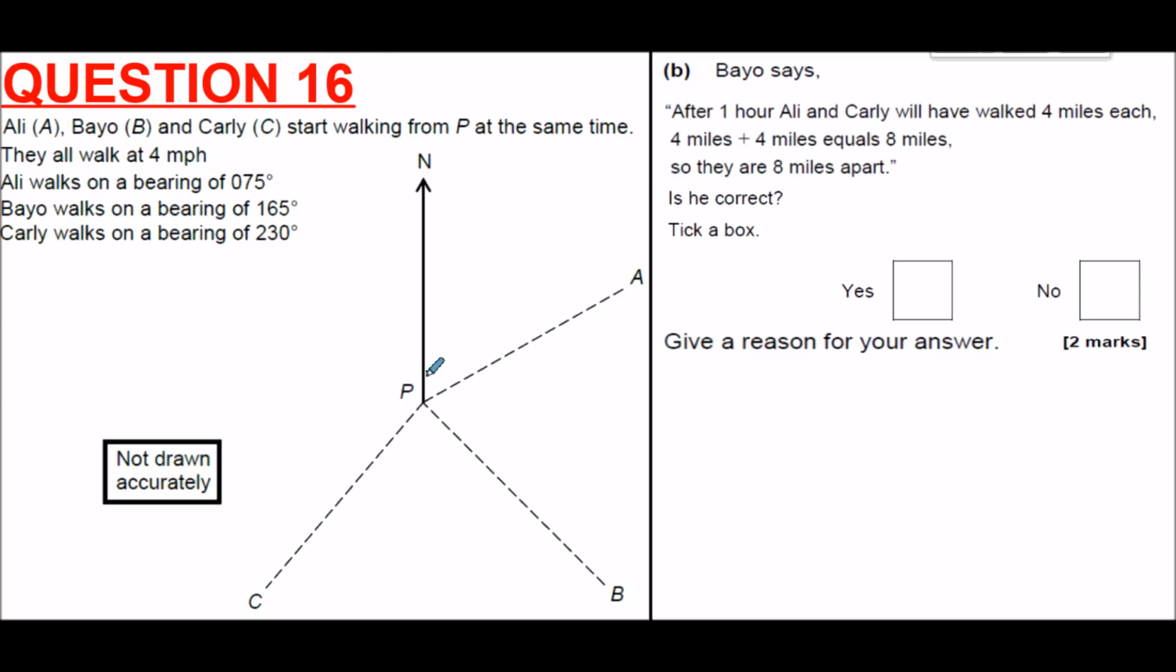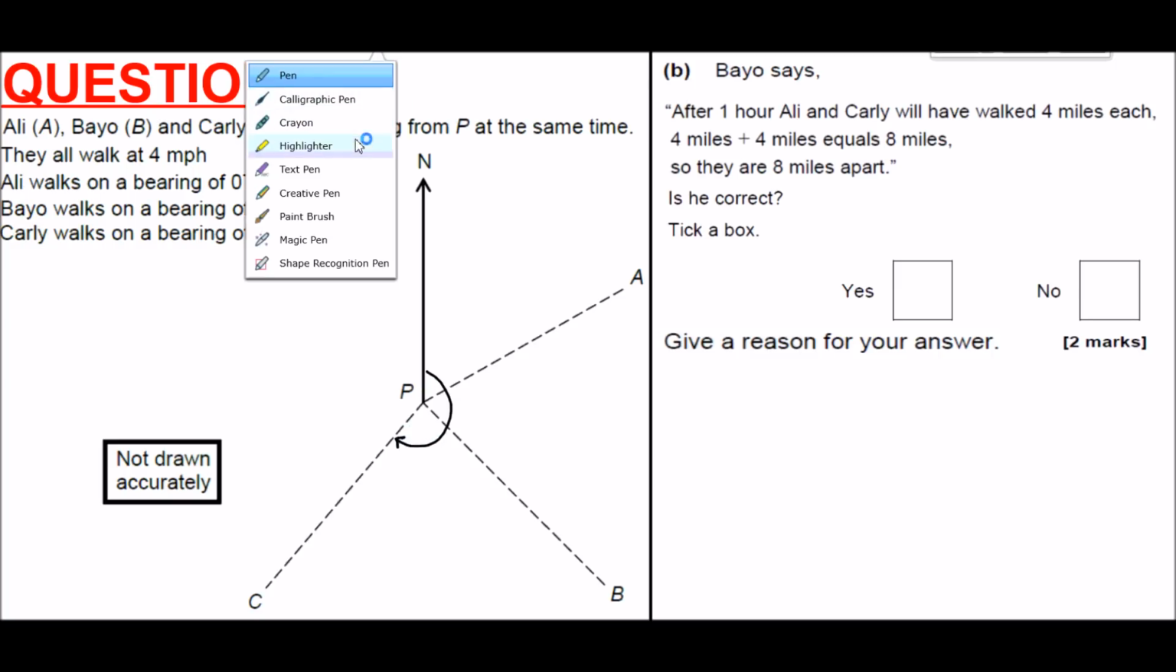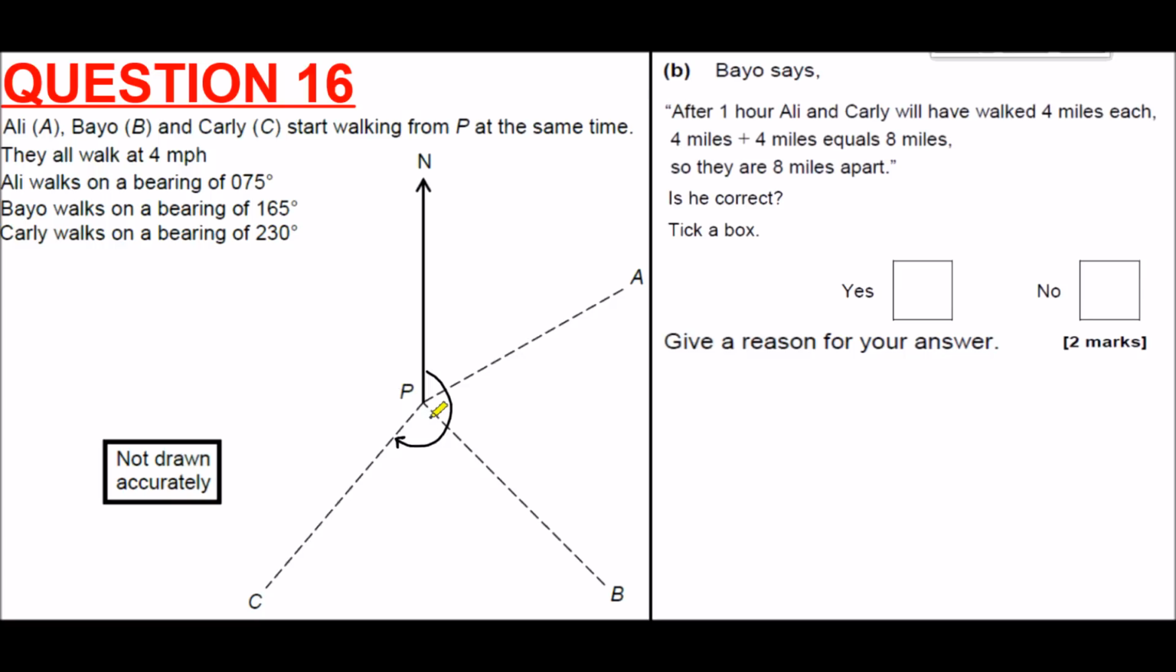And so, if we have a look at Carly's first of all, I know Carly's mentioned last, but I think she's just as worthy of our attention. So Carly is on a bearing of 230. Bearings are always measured from north, clockwise. And so Carly's bearing, which we've been told is 230, is this angle I've highlighted in yellow on the diagram.